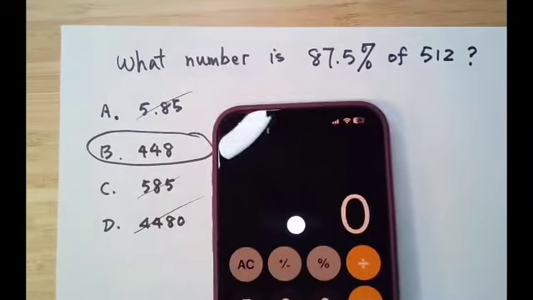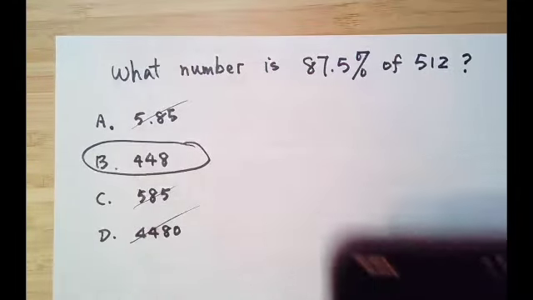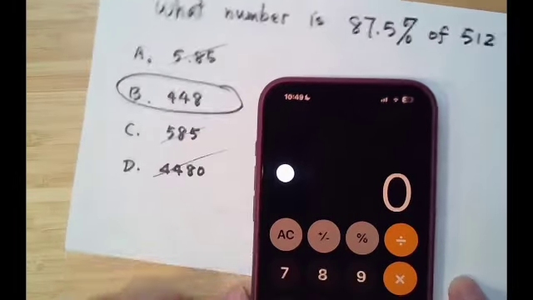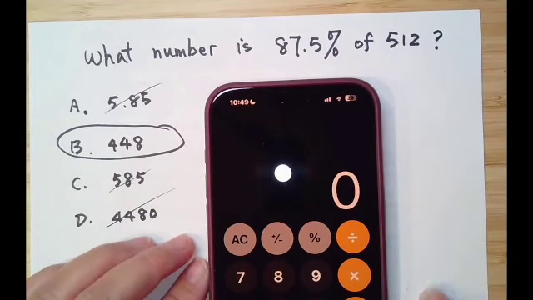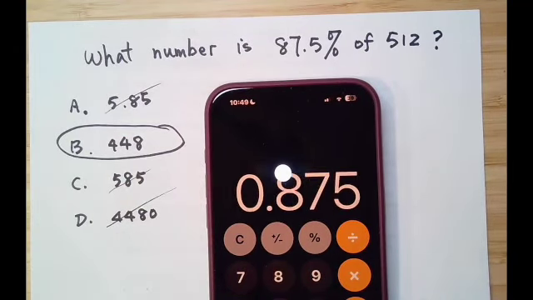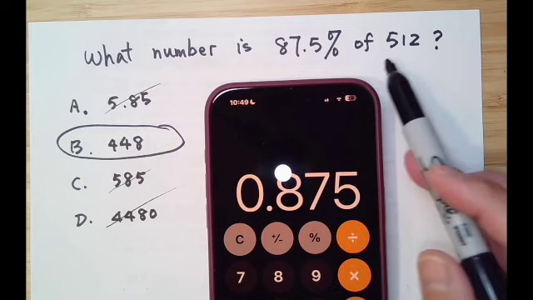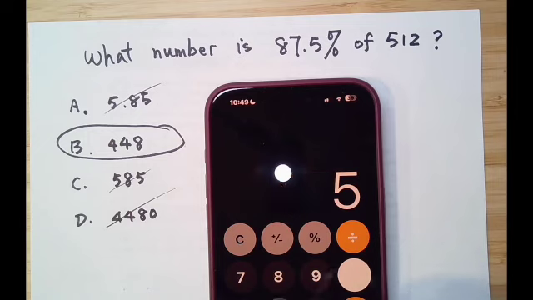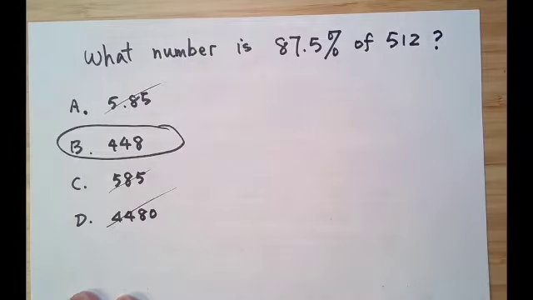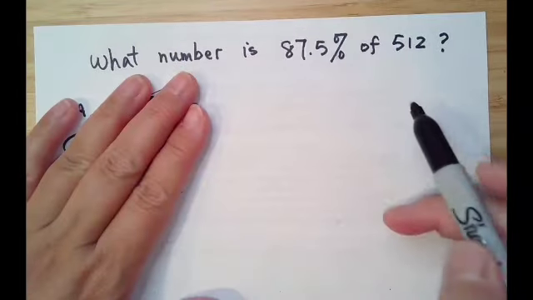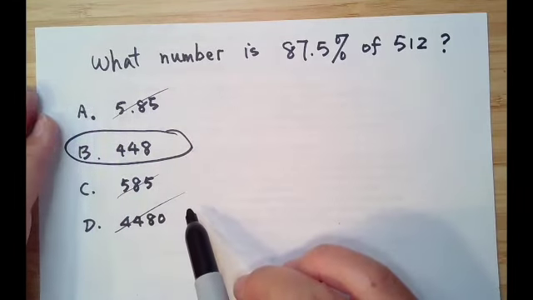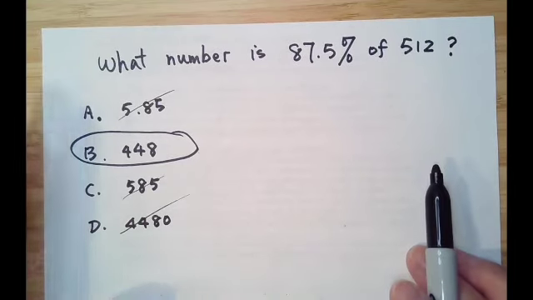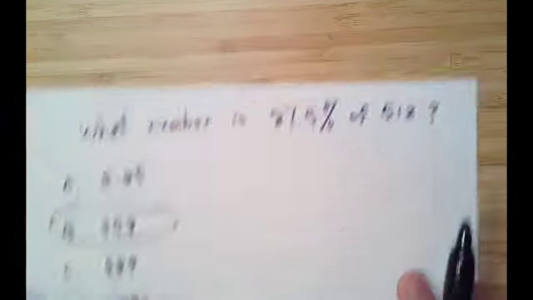Okay, if you have the calculator, oops, the calculator is too big. So let me just press that. 87.5% is 0.875. That's 87.5%. Of 512 is times 512. See, 448, that's the answer. So during your examination, if I just ask you this question, then you give me the answer, it's going to be 448. But if you're given the multiple choice questions, you can get the answer faster. That's what I'm saying. Okay, so that sounds good.